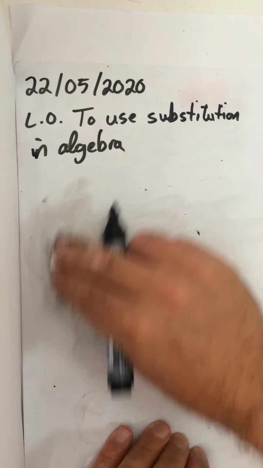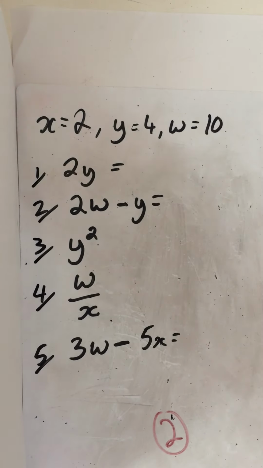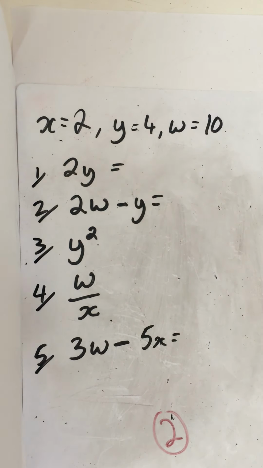Now, have a go at these next questions, please. Again, please write out x equals 2, y equals 4, w equals 10, because it makes it so much easier when you're doing them yourself. Just write out the question, you can put the answer straight afterwards. Pause the video while you're doing those, please, and press play when you're done.